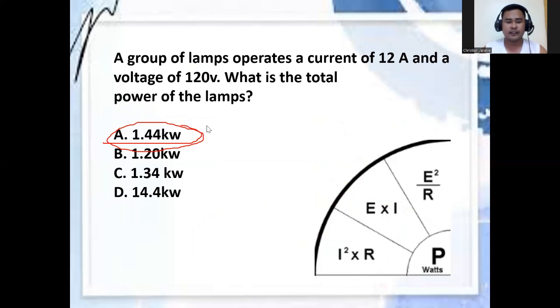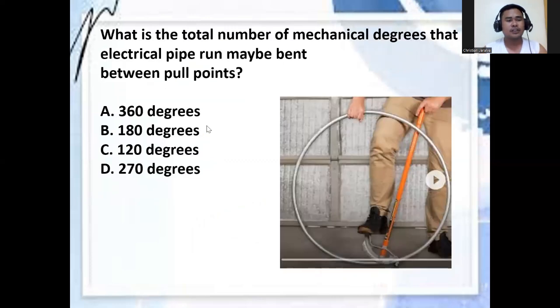No? Sir, again, saan mo yan nakuha, sir, na technique, sir, na kung saan mag-adjust ka sa numeric keyboard? That is from the top notcher sa mathematics. No? So ayan. Next, what is total number of mechanical degree that electrical pipe run may be bent between pull points? Very basic. No, very basic. A very basic question. No?